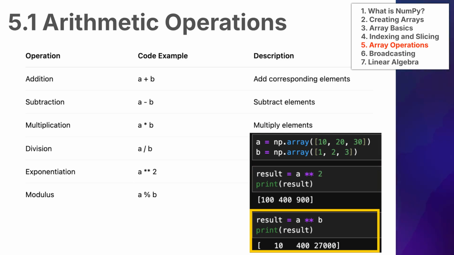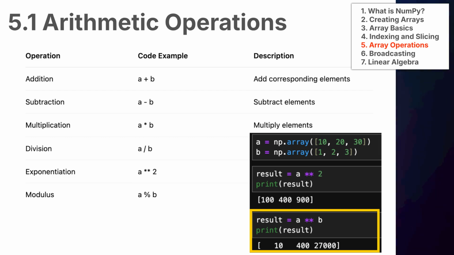10 to the power of 1 equals 10. 20 to the power of 2 equals 400. 30 to the power of 3 equals 27,000.